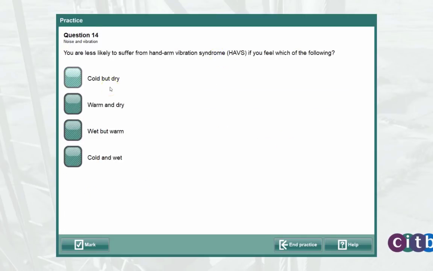You are less likely to suffer from hand-arm vibration syndrome, HAVS, if you feel which of the following? Cold but dry. Warm and dry. Wet but warm. Cold and wet.